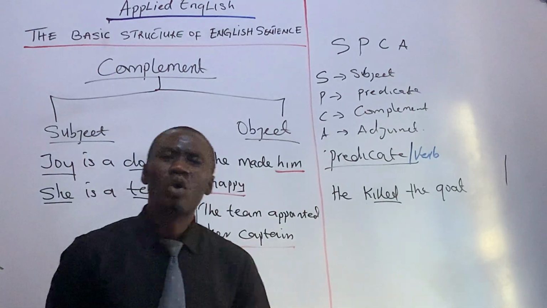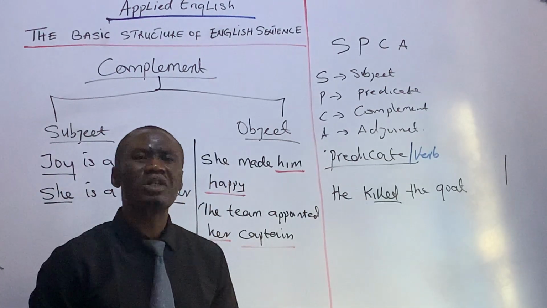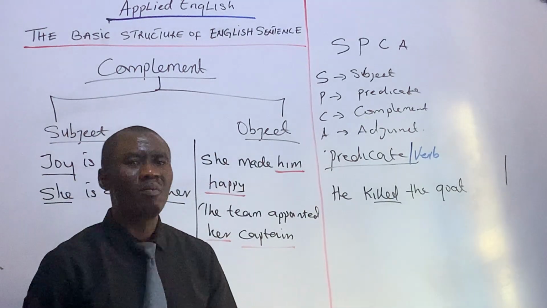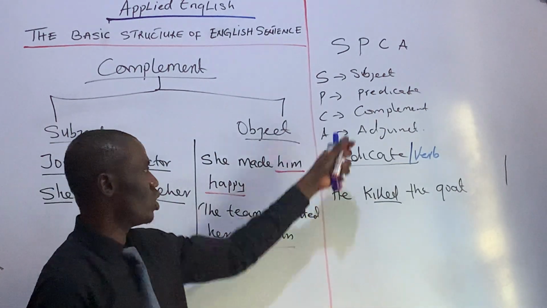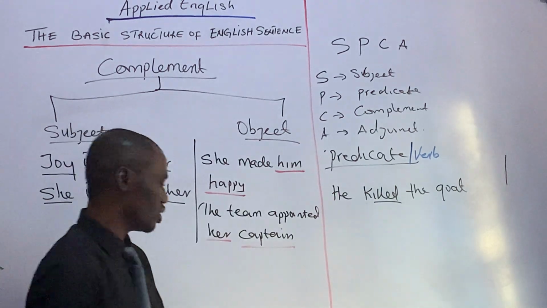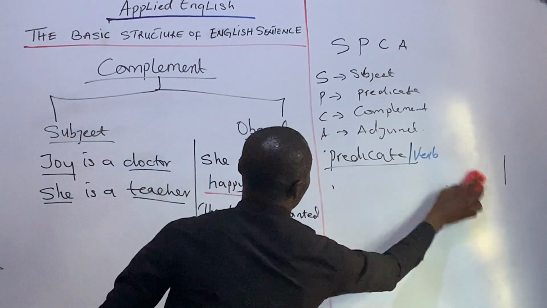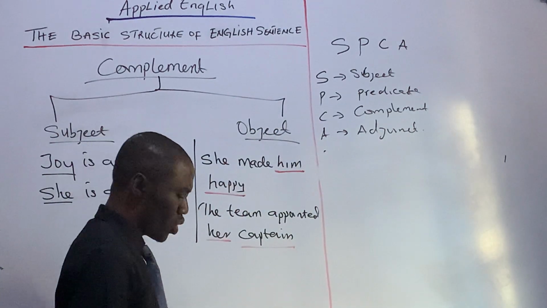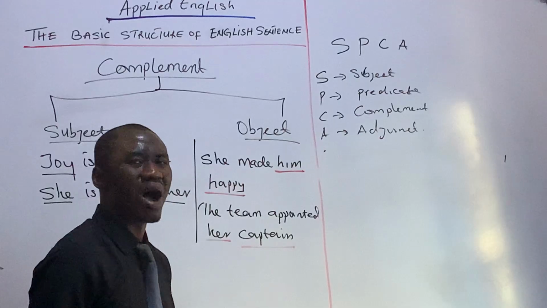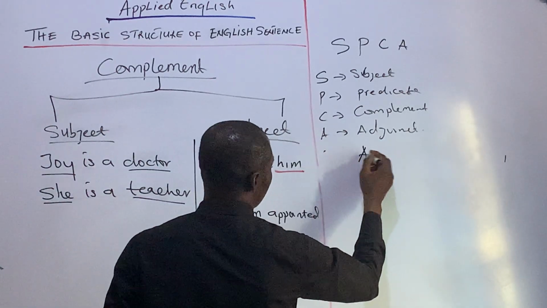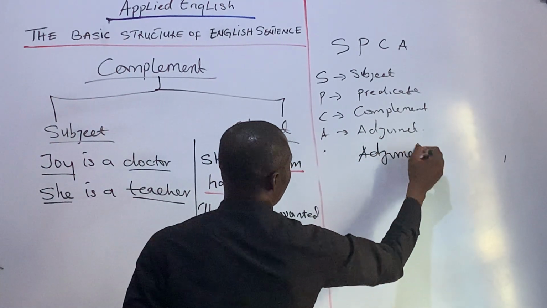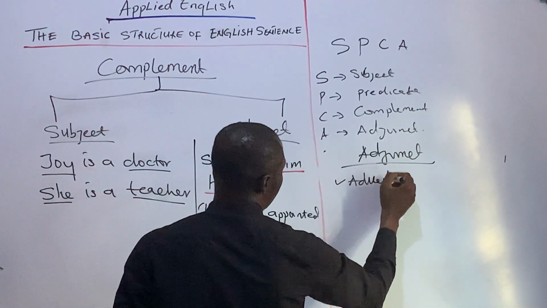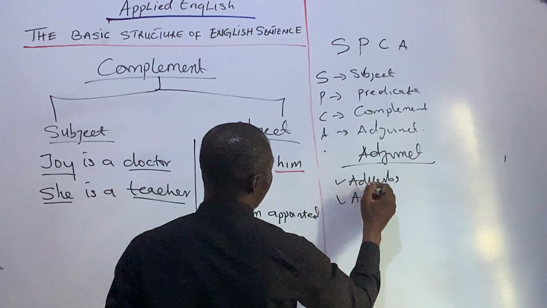All right, we have known what a subject is. We have known what a predicator or a predicate verb is. We have known what a complement is. Now we have the last one, the adjunct. What is an adjunct? Another word for the adjunct is adverb or adverbial. It's also called the adverb or the adverbials.